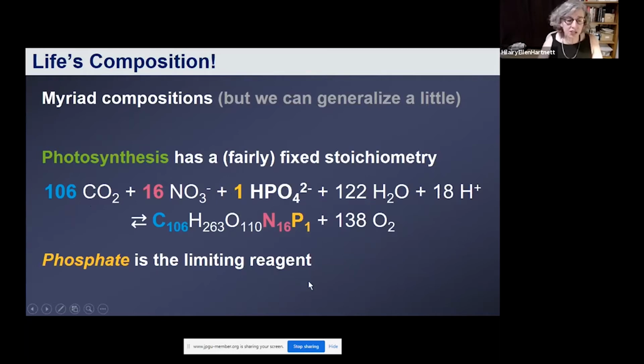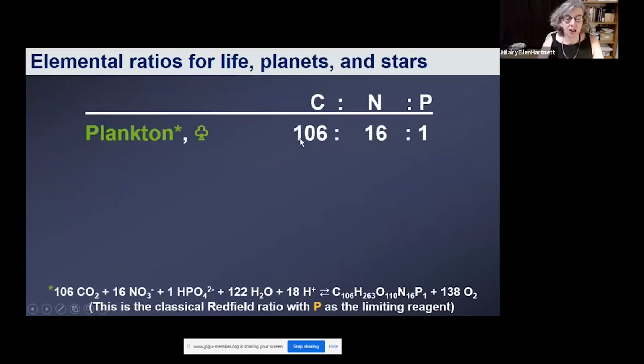In this case, phosphorus is a limiting reagent. So if the elements are not present at the correct molar ratio, the reaction can't happen. It's like baking a cake. If the cake recipe calls for 4 eggs and you only have 3 eggs, you can't make a cake, or you have to scale down that cake proportionately. So the elemental ratios, the molar ratios of carbon, nitrogen, and phosphorus in plankton are 106 carbons to 16 nitrogens to 1 phosphorus. And here's that equation at the bottom in case you want to remember it.